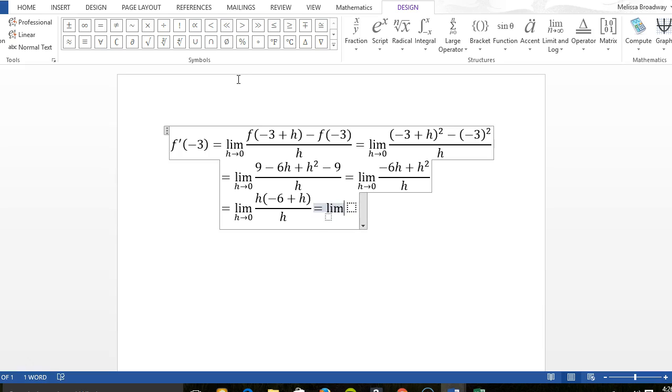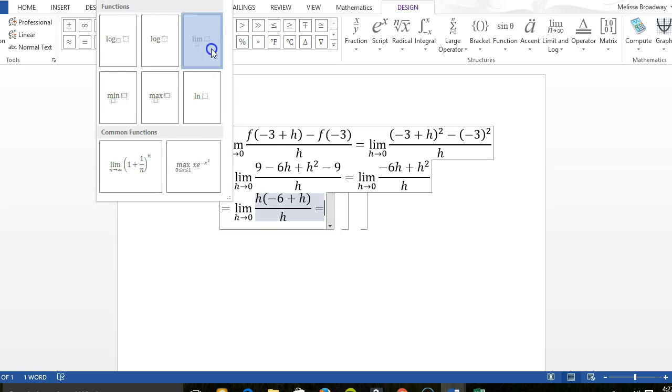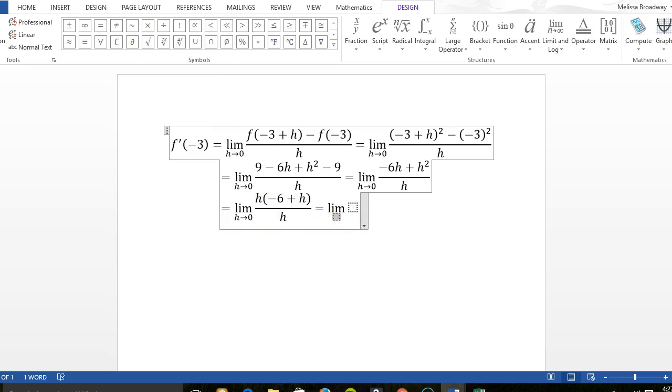So equals, limit, and well, I must have done something crazy. Let me get rid of this. Equals, and then type in my limit. Okay, so that's equal to the limit as h goes to 0 of just negative 6 plus h. And I need parentheses just to indicate that this is all inside my limit. But really, we know from what we said about limits that that's just negative 6. There's my slope.